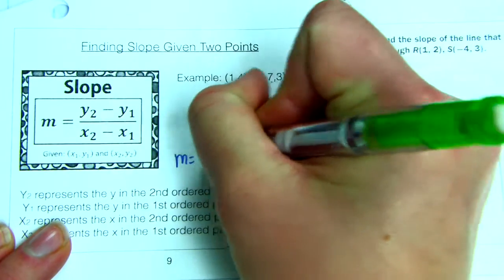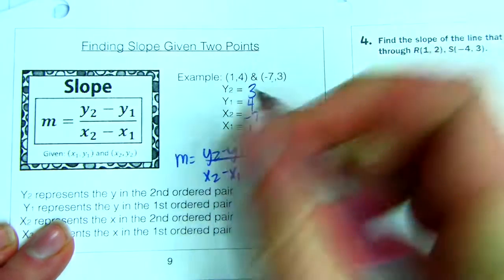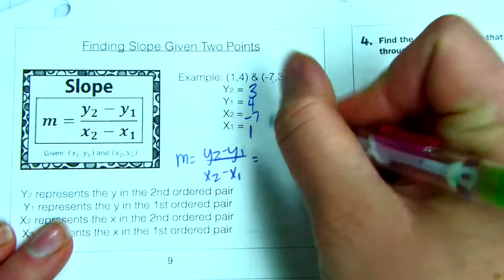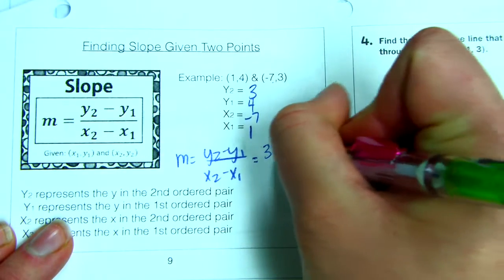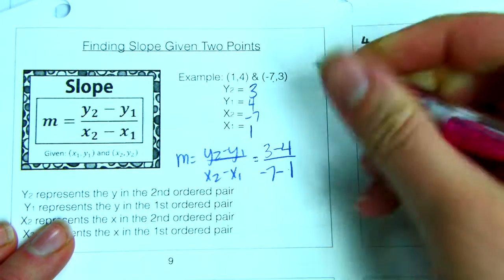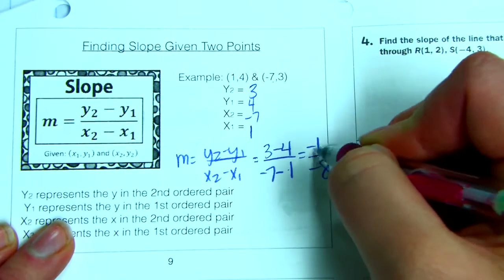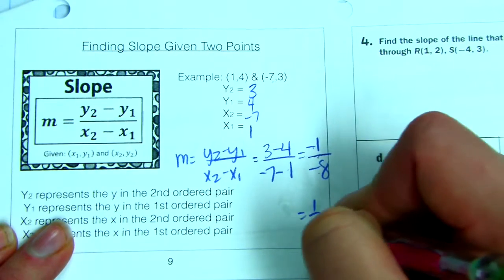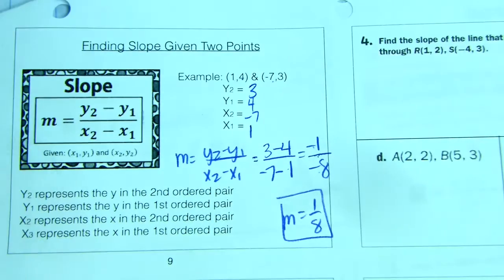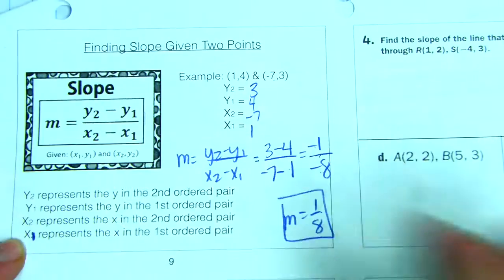So in this case, m is y2 minus y1. And in order to understand that formula and to remember it, we write it out every time. So y2 is 3 minus 4 over x2 minus x1. 3 minus 4 is negative 1. Negative 7 minus 1 is negative 8. But a negative divided by a negative is a positive. So m is equal to 1/8. Remember, this should be x1 right there.